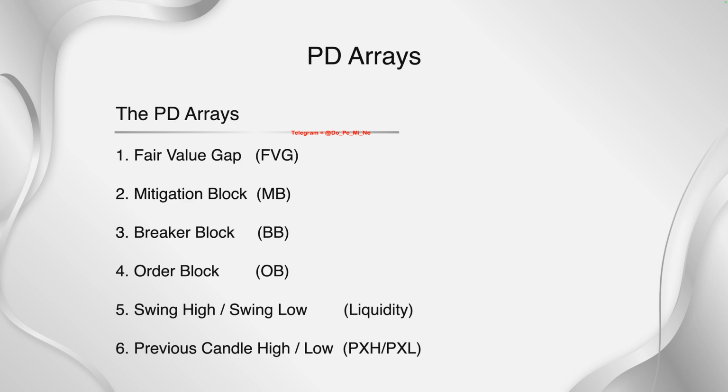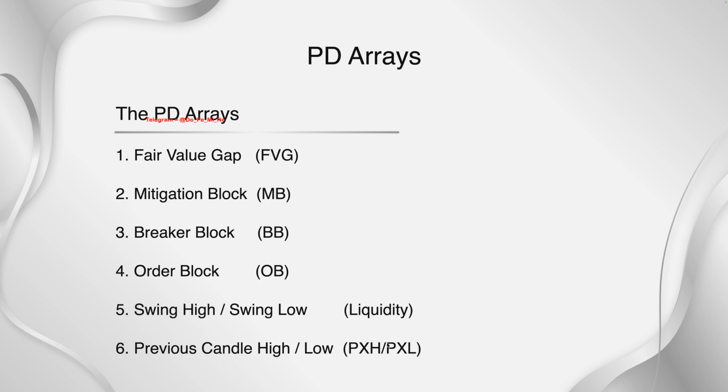An order block is the fourth one. Then the fifth one is a swing high or a swing low. This is liquidity. This is also known as swing points. Then the sixth one, the last one that I use, is a previous candle high or low, a previous X high or previous X low.